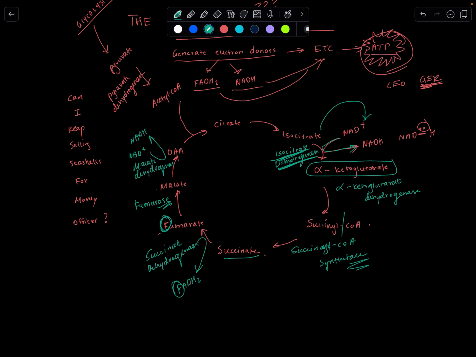And then to go from oxaloacetate to citrate, it's called citrate synthase. We're synthesizing citrate from oxaloacetate and acetyl-CoA, so it's going to be called citrate synthase.